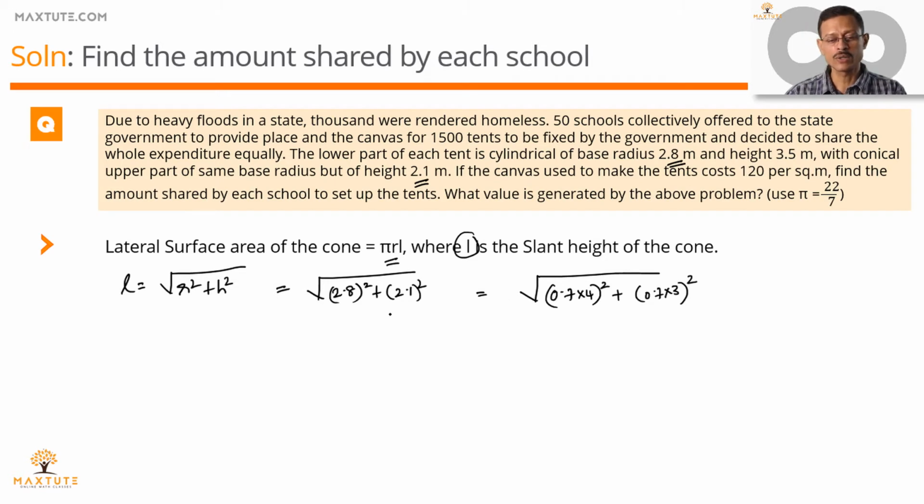When it comes out of the square root, this is going to become 0.7 into under root of. So what will be left in this term? There is going to be a 4 square. What will we be left with in this term? We're going to be left with a 3 square. 4 square plus 3 square.